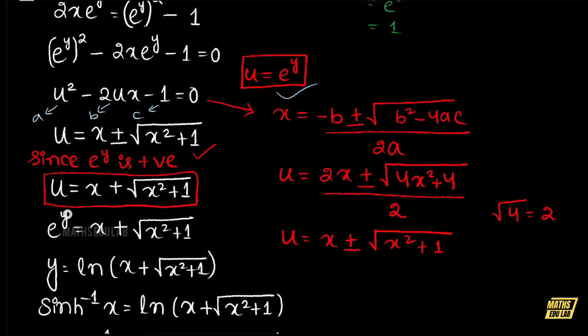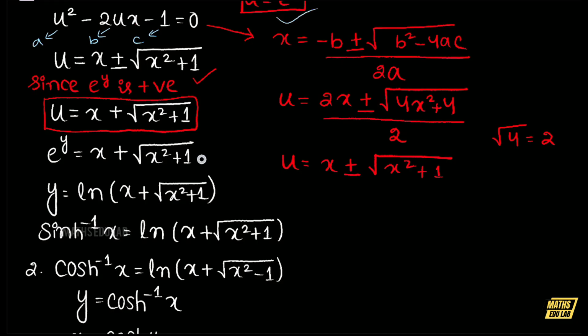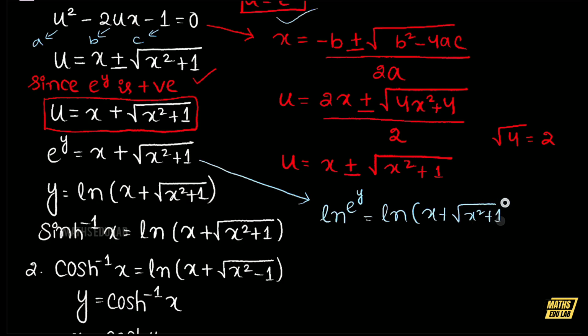Then e to the power of y is equal to x plus root over x square plus 1. From here, again there is a step to cut this value. We will multiply ln to both sides. Then we get ln e to the power of y is equal to ln of x plus root over x square plus 1. So if you see here, these two values will cancel out.